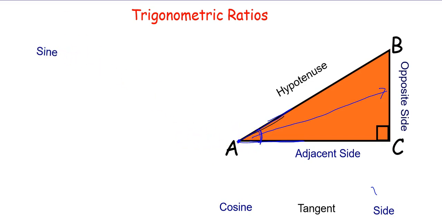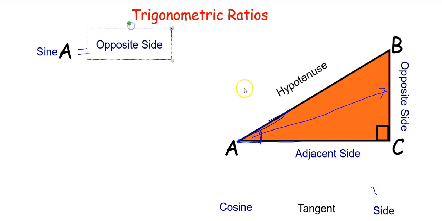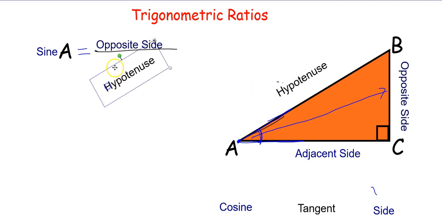Alright, now the first ratio, the sine of this angle A, because our reference angle today is A. So the sine of this angle A, I'll write sine A here, is equal to the measure of the opposite side over the hypotenuse. That is your first trigonometric ratio, sine of an angle A. So opposite side over hypotenuse. That's the first one.